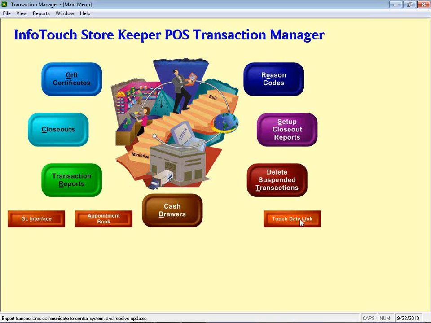And Touch Data Link, its original purpose was to allow us to operate in a multi-store environment. So when you are using Store Manager at stores and Enterprise Manager at headquarters, Touch Data Link is the piece within the Store Manager side of things that actually prepares all the transactions that happen during the day and sends out information to Enterprise. At the same time, it accepts updates from Enterprise for new items, price changes, updates to customer information, you name it.